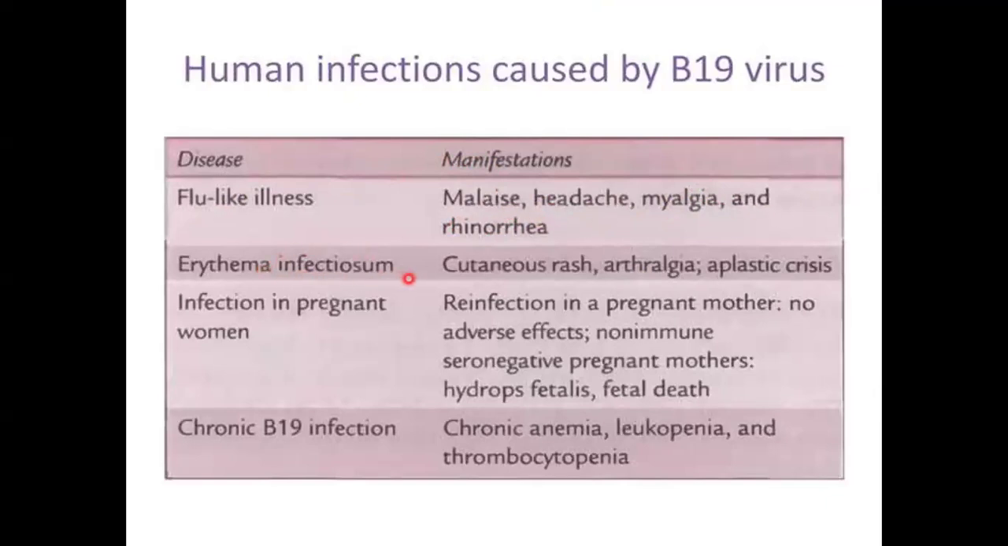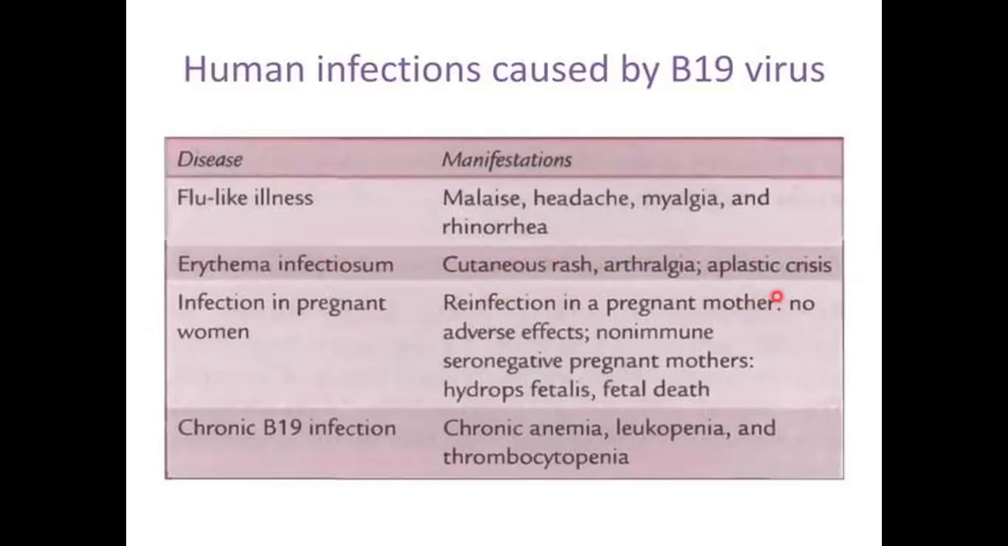Erythema infectiosum, which is the rash. Erythema means red. So cutaneous rashes and arthralgia. We said rashes in children, arthralgia and arthritis in adults. And also aplastic crisis. We're going to explain what an aplastic crisis is. Then infection in pregnant women.